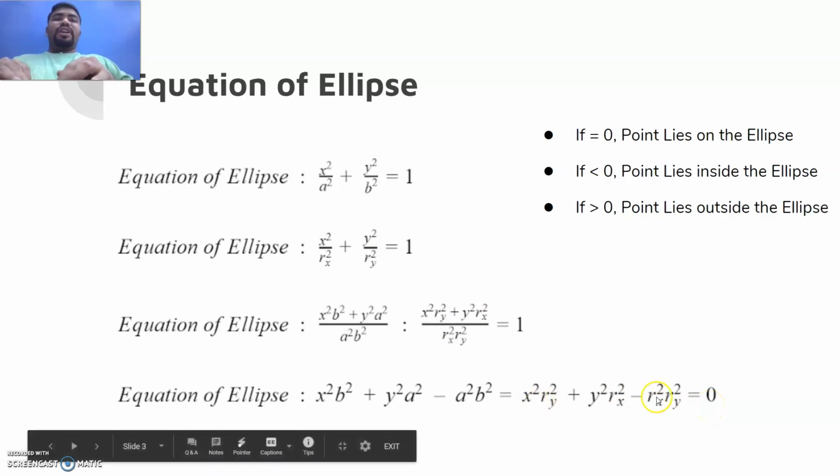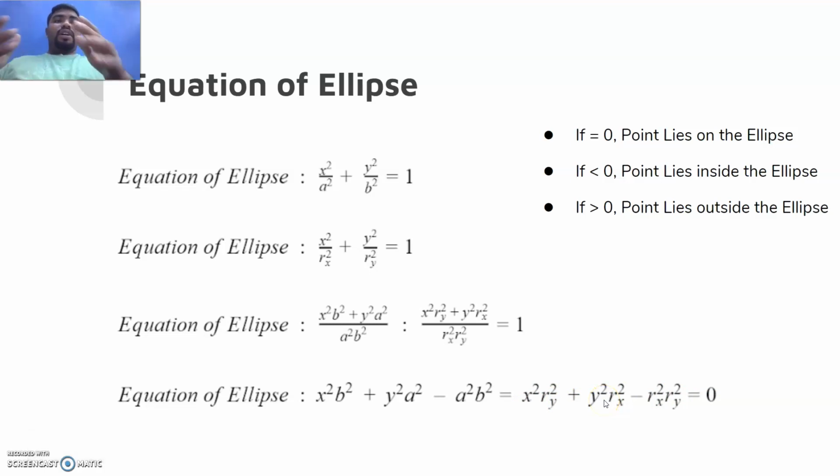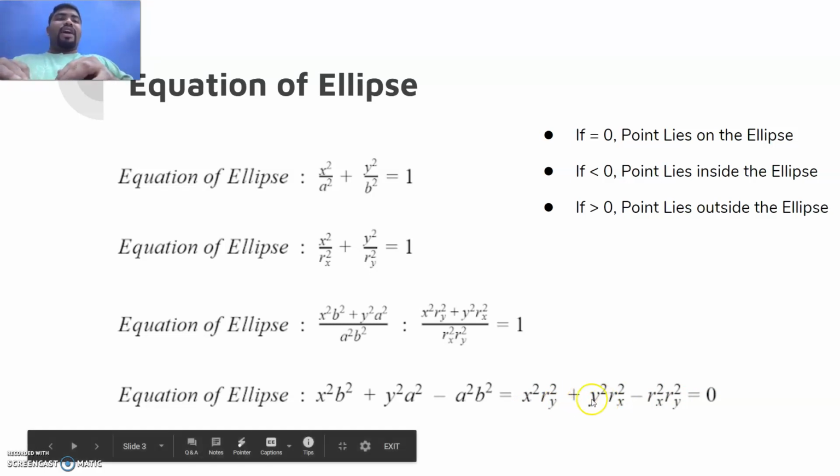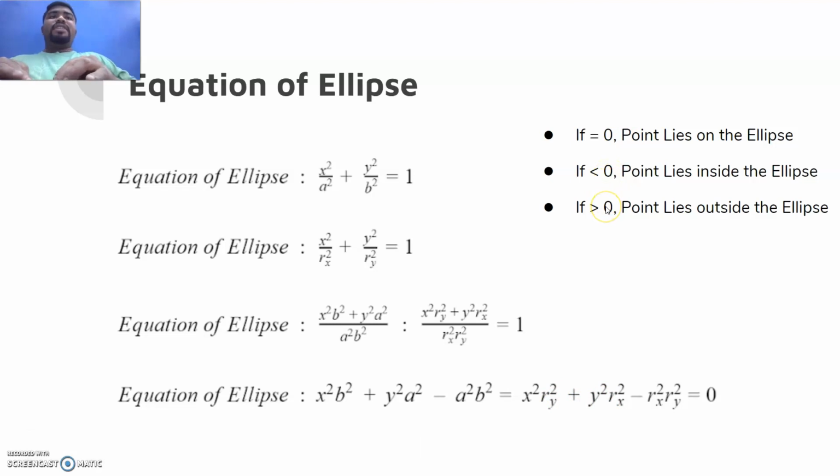Now in here, if I put in the values of x and y, then we can surely get where the point lies on the coordinate system. If the value comes out equal to 0, it is lying on the ellipse. If it is less than 0, it is inside the ellipse. And if it is greater than 0, it lies outside the ellipse.